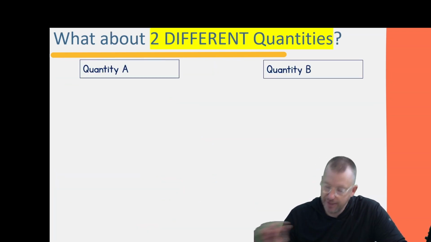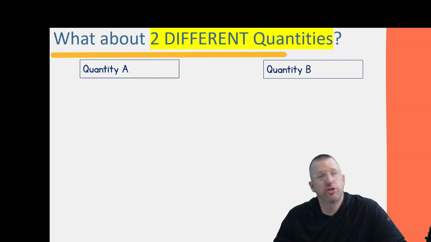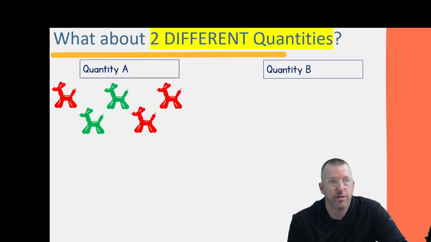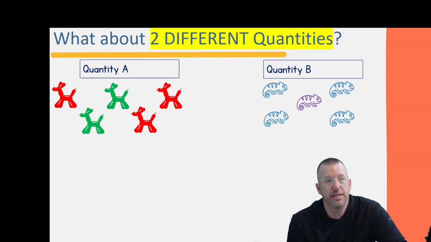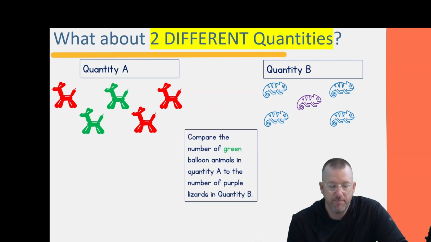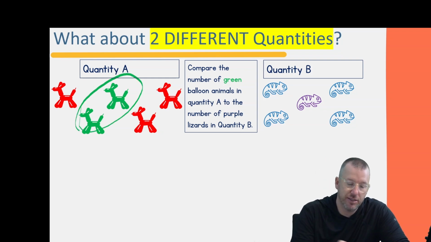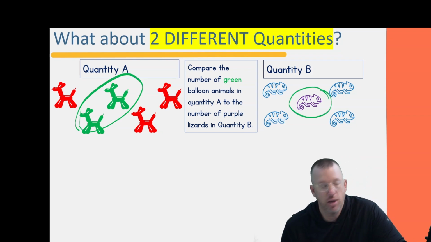All right, so now here's a different scenario to look at. Now we're going to have 2 different quantities, so 2 different groups. We're still going to have our balloon animals, but there's this whole other thing that we're going to compare that to, which is these, let's call them lizards or geckos or whatever you want to call them. I'll call them lizards. All right, and so our question is compare the number of green balloon animals in quantity A to the number of purple lizards in quantity B. All right, so how many green balloon animals do we see? We see 2. How many purple lizards do we see? We see 1.